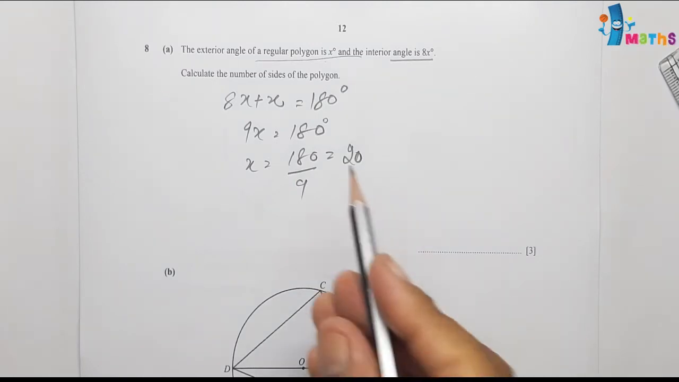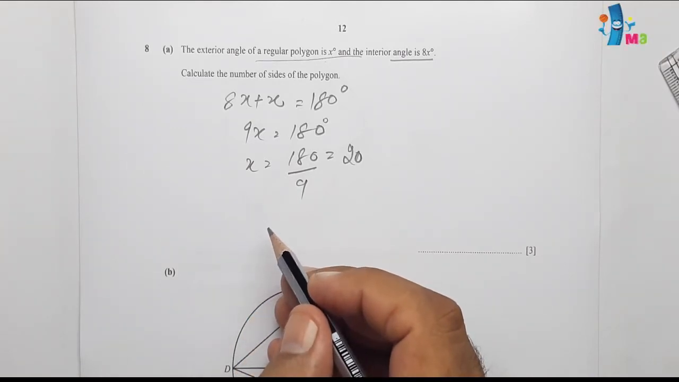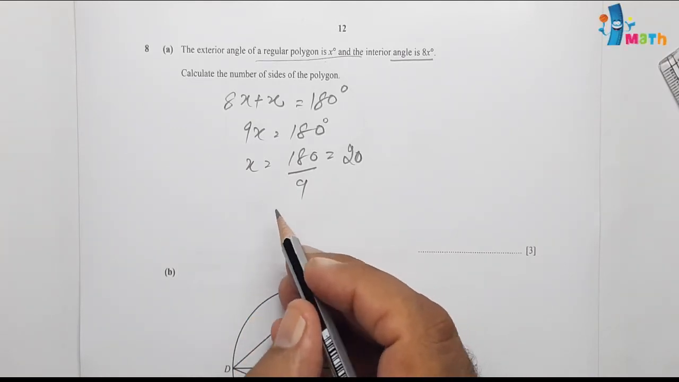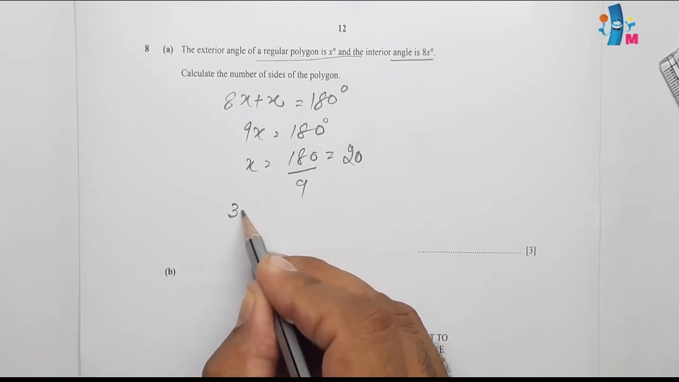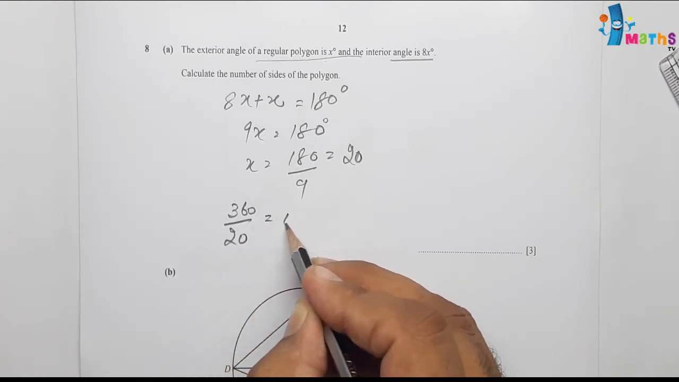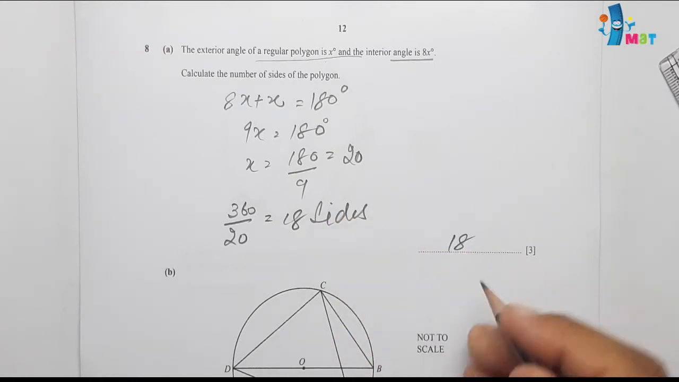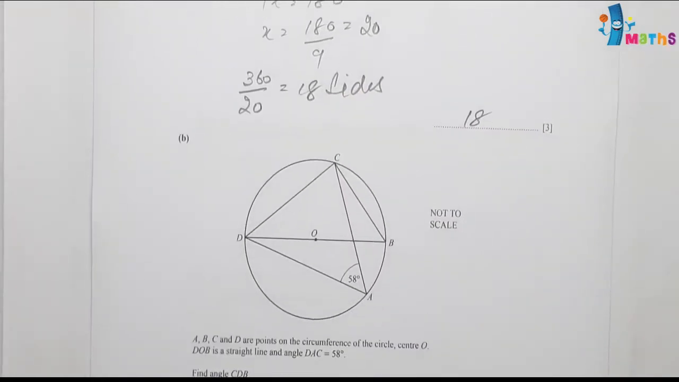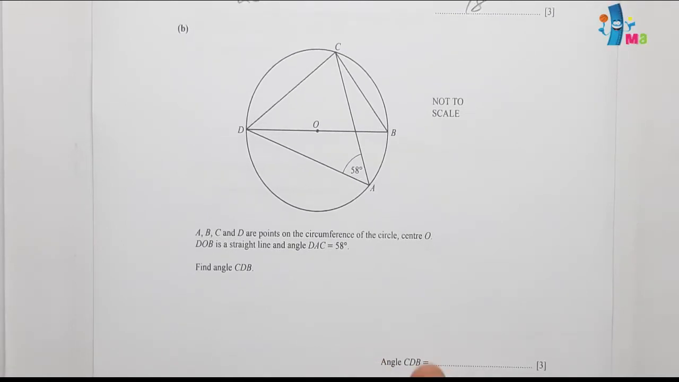So we know the sum of exterior angles of a polygon is 360 degrees. So 360 divided by 20 will be equal to 18 sides. So the answer will be 18. Now the B part is this one, circle theorem. A circle is given.